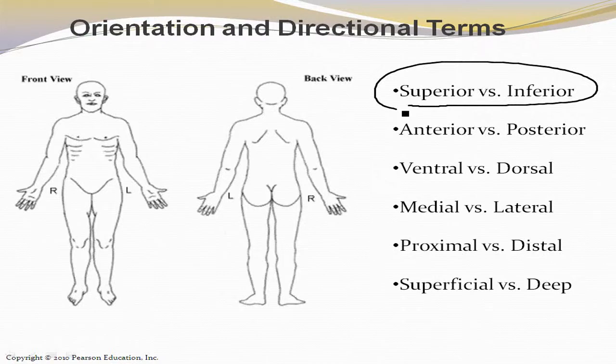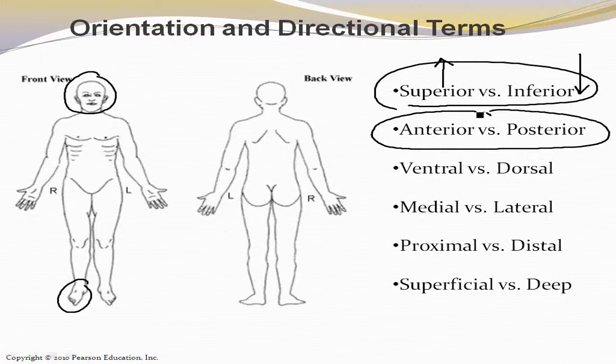Superior versus inferior. This is used to determine whether something is closer to the top of the body relative to something else or closer to the bottom of the body. Okay, and if something is superior to something else, it's closer to the top. If it's inferior to something else, it's closer to the bottom. Okay, the head is superior to the feet. Okay, that's pretty straightforward. What about anterior versus posterior and ventral versus dorsal?